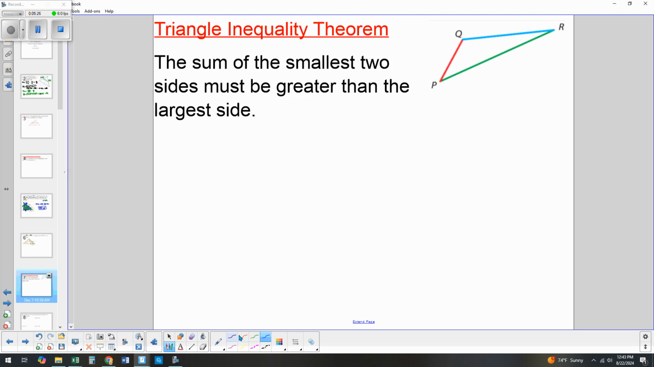The triangle inequality theorem says that the sum of the smallest two sides must be greater than the largest side. So whatever the three numbers of the sides are, I would add together the two smallest and compare it to the other number, and as long as that sum is greater, it can form a triangle. If the sum is not greater than it, if it's less than it, or if it's equal to it, it will not actually form a triangle.